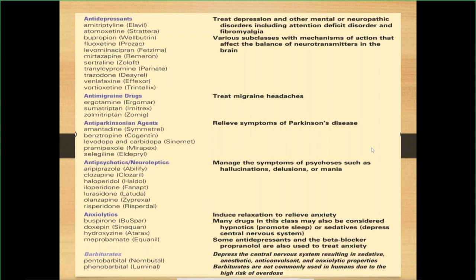Barbiturates depress the central nervous system, resulting in sedative, anesthetic, anticonvulsant, and anxiolytic properties. Barbiturates are not commonly used in humans due to the high risk of overdose. Examples: pentobarbital, Nembutal; phenobarbital, Luminal.